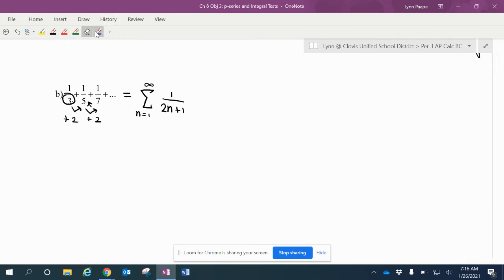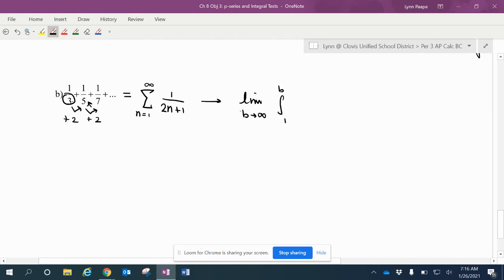Okay, so there is my equation, or my infinite series, and I want to do the integral test. So for the integral test, right? Not our fan, but that's okay. It's excellent practice for our chapter 7.